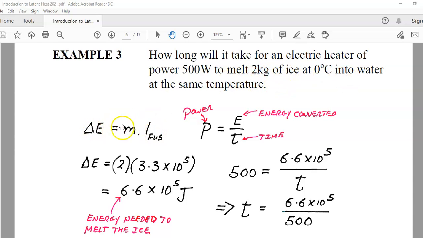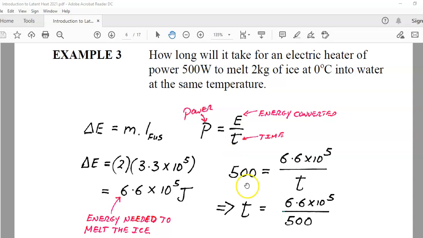And I write down the formula. We've got 2 kilograms of ice. There it is, that's the specific latent heat of fusion of ice. Multiply those two together. That's the total amount of energy needed to melt the ice. Now, how quickly is the ice receiving that energy? At what rate is the ice receiving that energy? Well, we're told the power is 500 watts. That means the ice is receiving this energy at the rate of 500 joules per second.